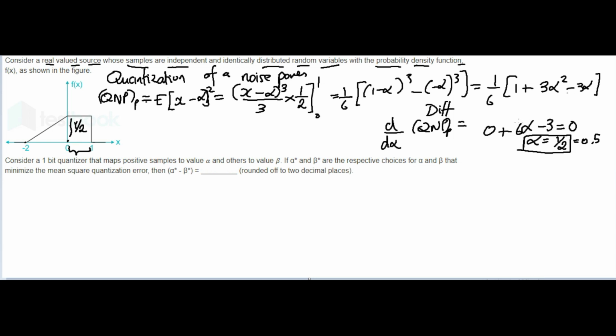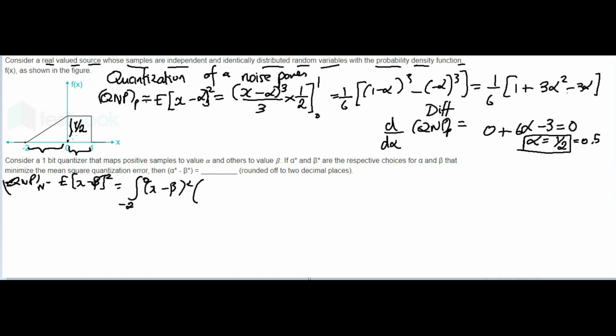Now I'm going for the next one, which is 0 to minus 2. So I can write QNP, the expectation of x minus alpha. I just write beta because I already used alpha. Here the whole square, which is equal to the integral from minus 2 to 0, and into x minus beta the whole square, and two things you have to consider.